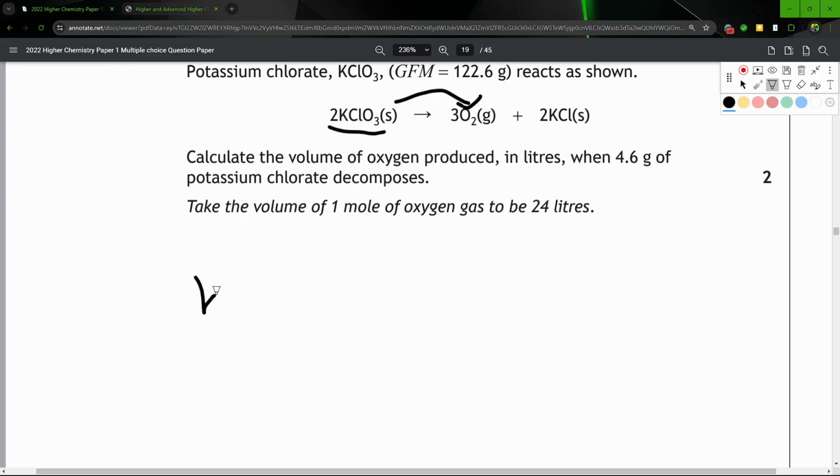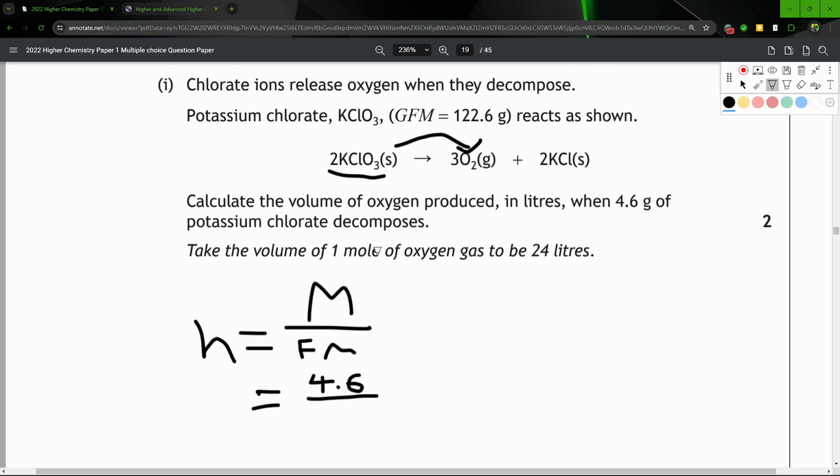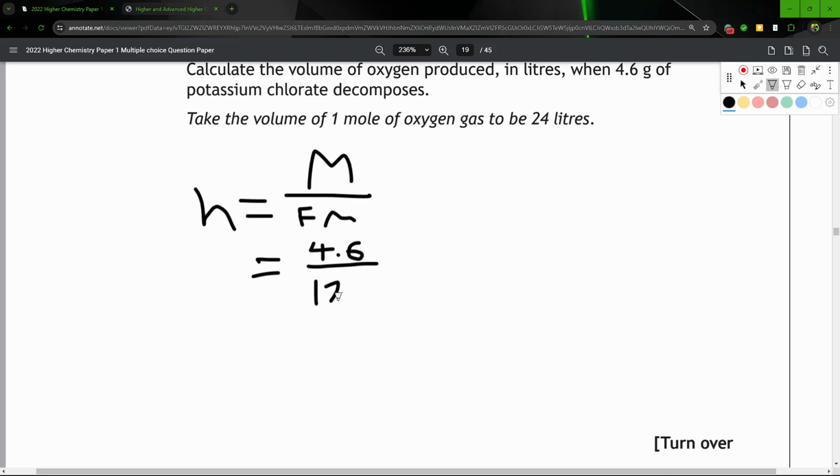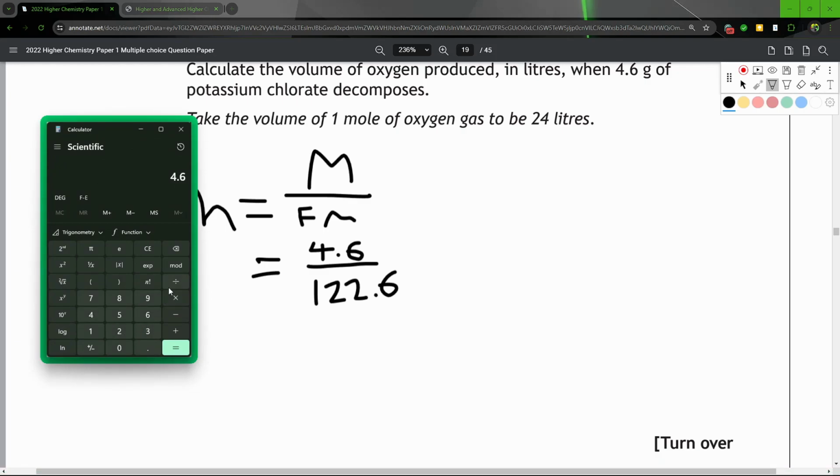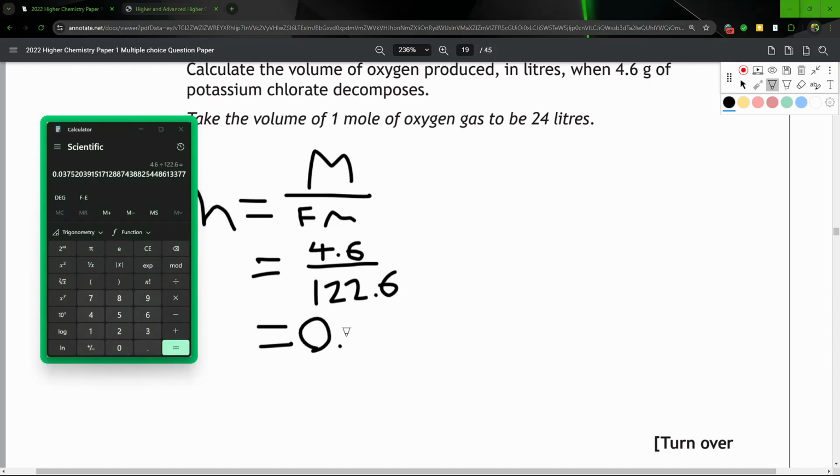So let's start by working out the moles of potassium chlorate we have. We'll use the molar mass formula, n equals m over Mr. We know the mass is 4.6, and the formula mass is 122.6. So then we can pull out our calculator. 4.6 divided by 122.6 will get us 0.0375. Just keep this number in your calculator. You don't really need to write it down because it makes it far easier.